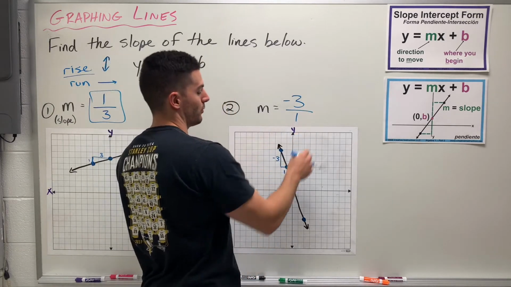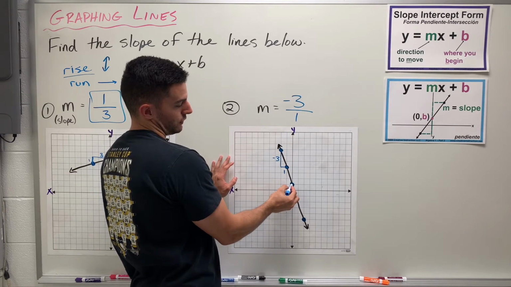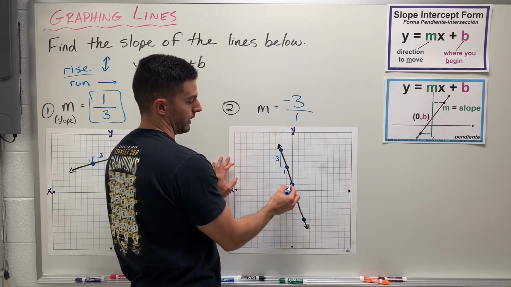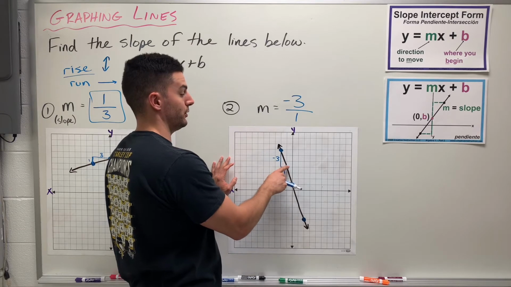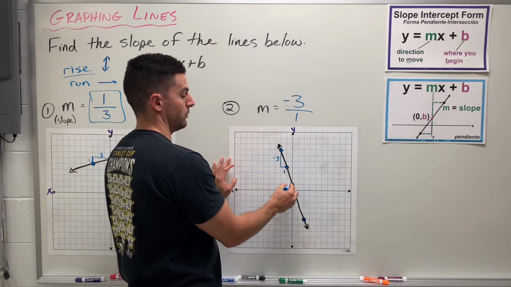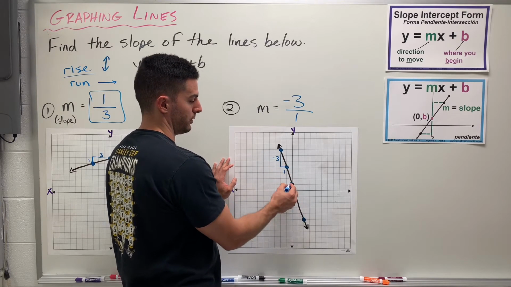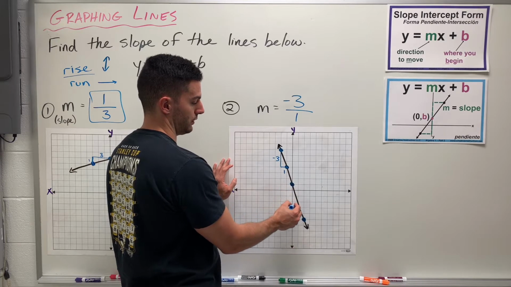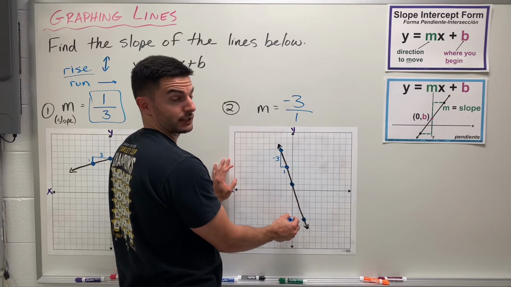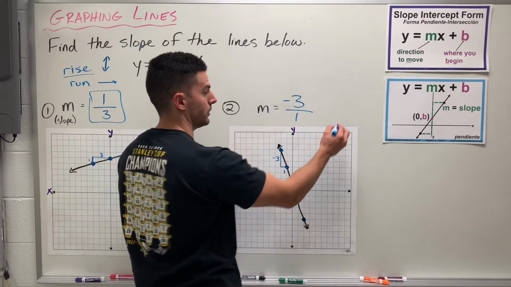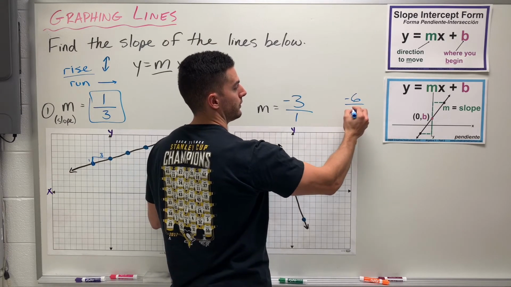And I just want to show you one more thing. If you counted from here to here, right? Say you skipped one, or maybe you even missed this one too. What you would count, from this point to this point, it goes down 1, 2, 3, 4, 5, 6. Down 6 and right 2. Okay, so say you got a slope of -6/2.